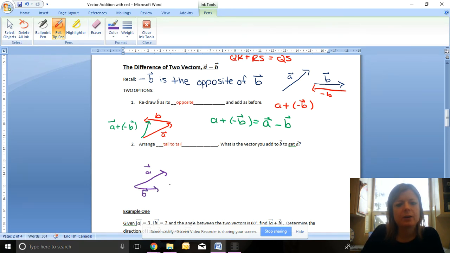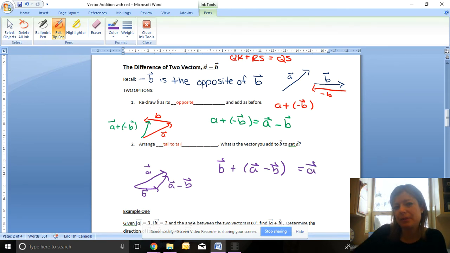And you have to think, what vector do you add to B to get to A, which would be here. So you think, well, B plus A minus B gets me to A. So it's kind of like having to undo some thinking. So it's a little bit more complicated. I recommend option 1.